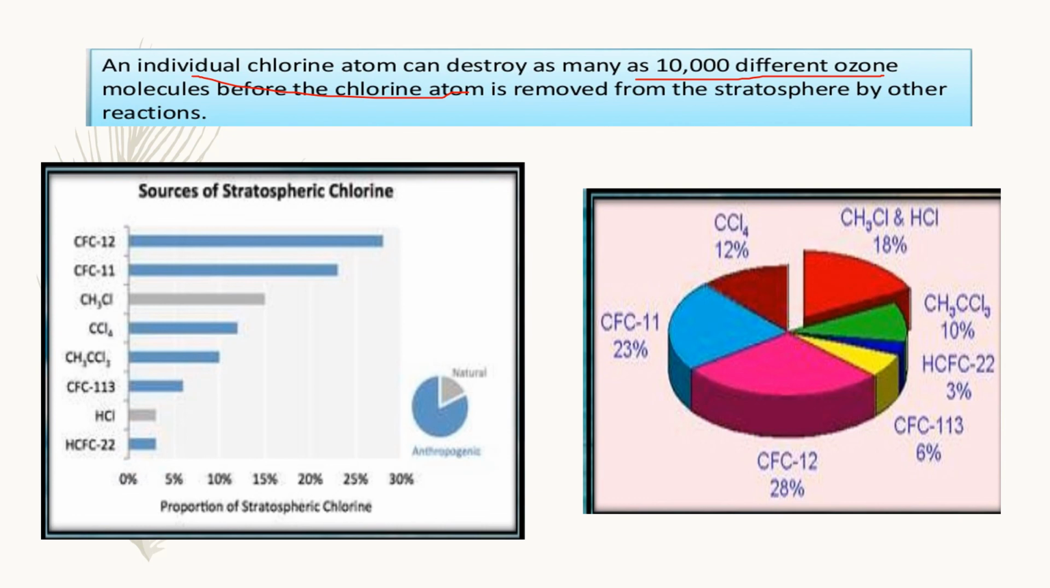This tells about the sources of stratospheric chlorine, how much they contribute to the ozone layer depletion, and this is also data in percentage form.